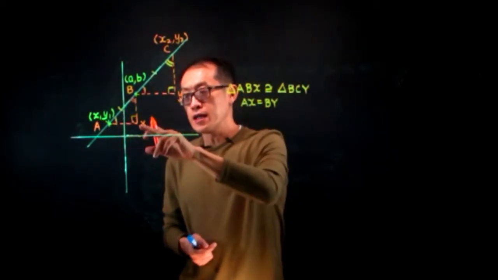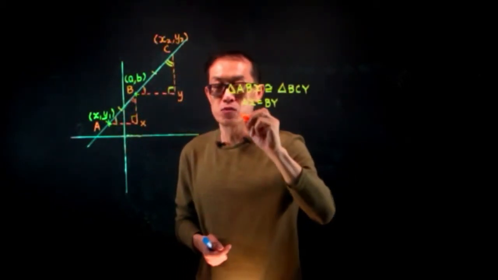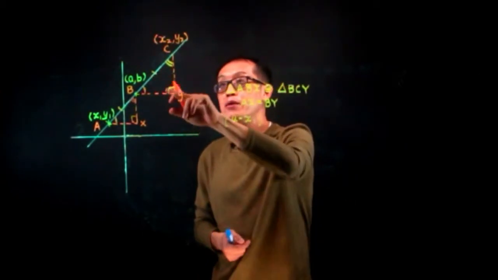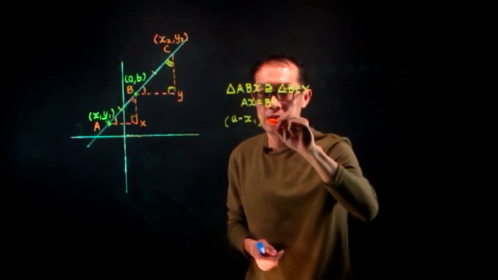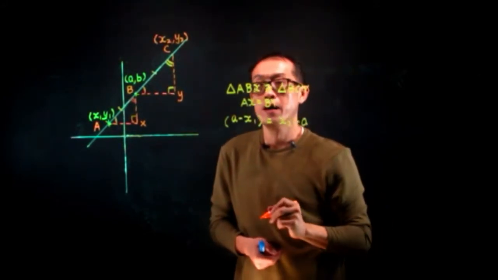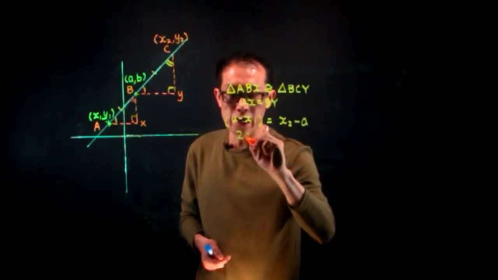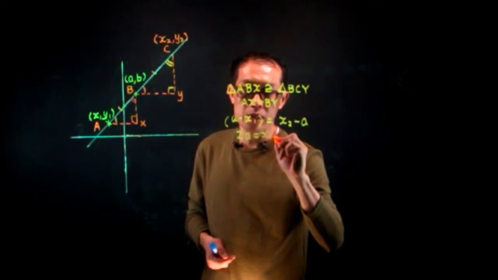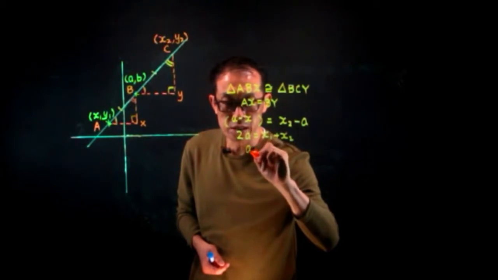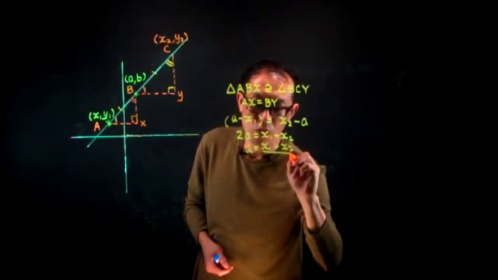Now so what is AX? AX is A minus X1. And what is BY? BY is X2 minus A. Alright, now the A you can bring to one side, so you have 2A equals X1 plus X2. So A is equal to X1 plus X2 over 2.